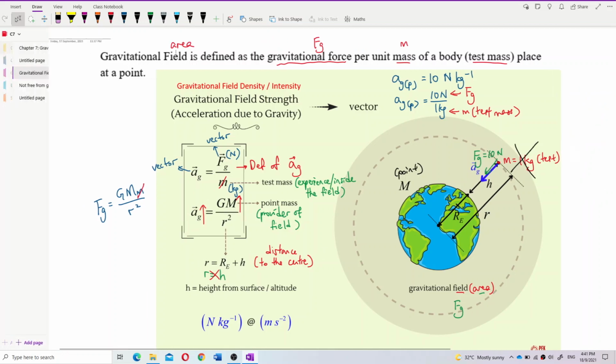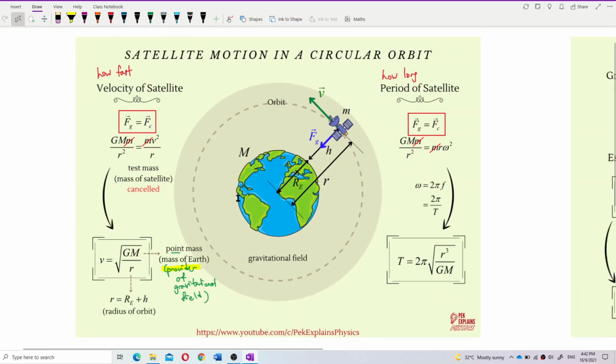Okay, same thing goes for this one. The radius of orbit for the satellite, because we know that this orbit and the Earth are concentric. You know what is concentric? That means they share the same center. The center of the orbit is the same center as the Earth. They share the same center.